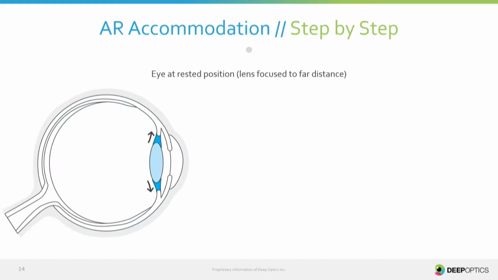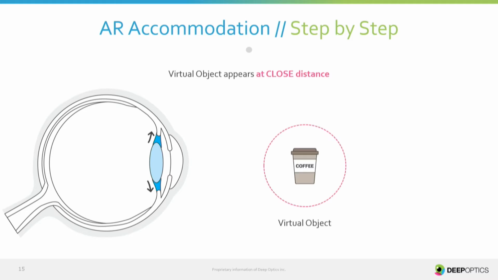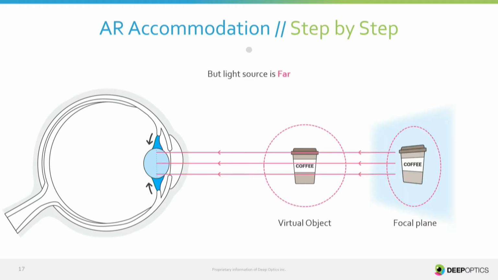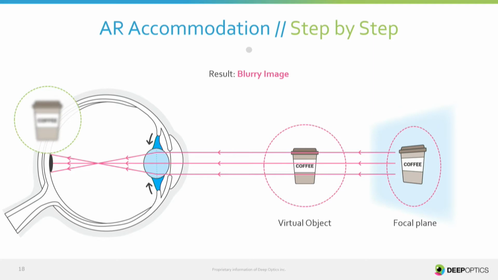So if we look at what's happening in our eye, we see the virtual object, and then our vision system is controlling our lens to go thicker and to focus to this close object. But as said, the rays are coming in from a far distance, or virtually far distance. And so what we get is a blurry image, okay? Because the lens is expecting light to be coming in different angles, but the angles of the light are actually parallel. And so we're getting a blurred image.